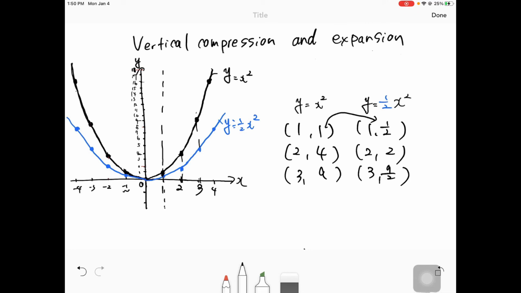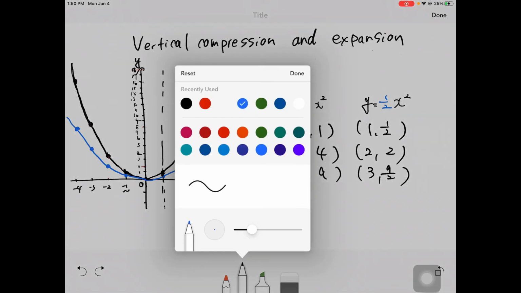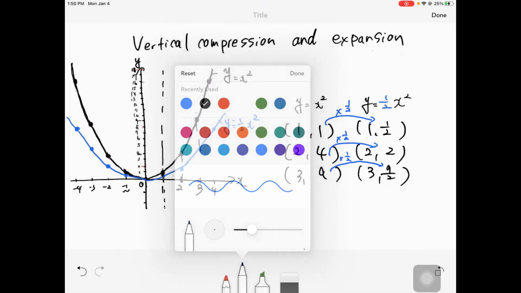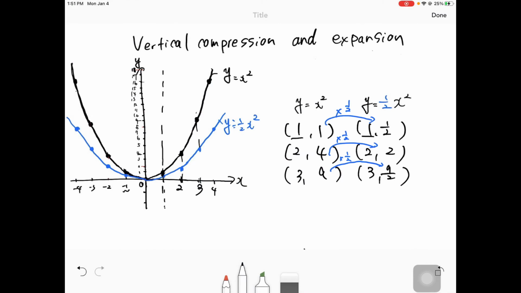Now again, let's see the difference. It's the same as the case of y equals 2x squared. There's times 1 over 2 here. If you fix the x value, and multiply the value of y equals x squared by 1 over 2, you can find the value here.